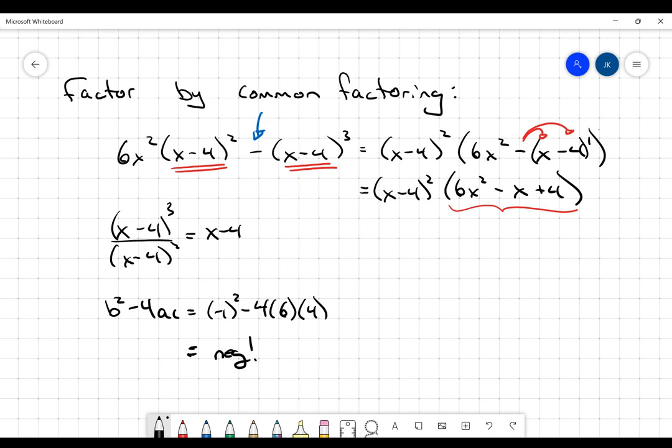I'm going to get positive 1 minus, what is it? It's going to be like 98. Sorry, 96. My mistake, 96. That is going to give me a negative number. That's not going to work there. So yeah, that is as good as that's going to get.